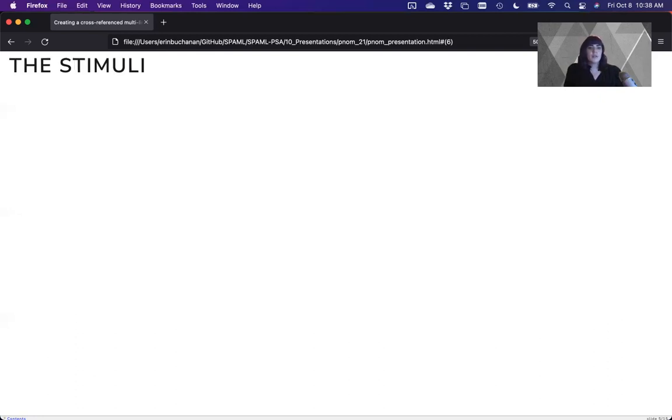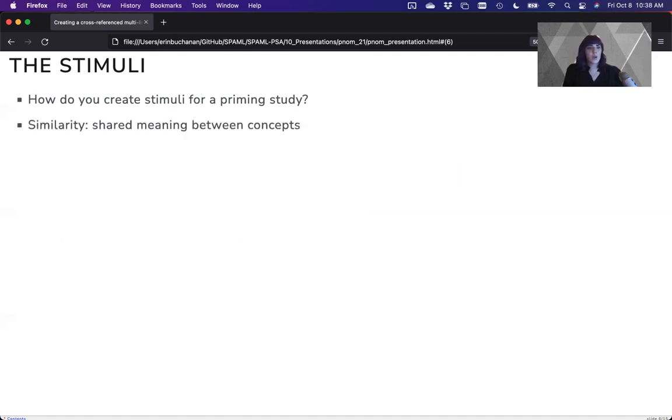All right. So let me tell you a little bit about the stimuli that we're selecting for this project. How do you create stimuli for a priming study? Well, this also has a rich history. Originally, this was done by thinking about similarity, right? Similarity is just a shared meaning between two concepts. So we could define this at face value. Dog, cat is clearly more related than dog, spoon, although they might both be something you find in a house.